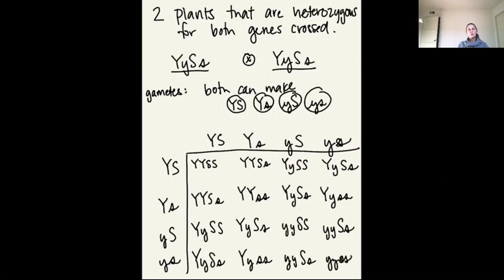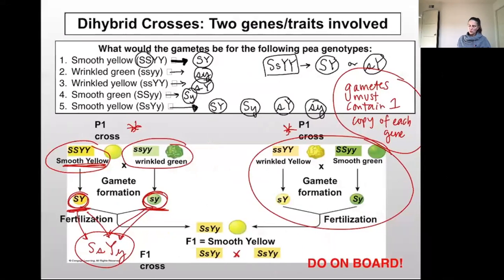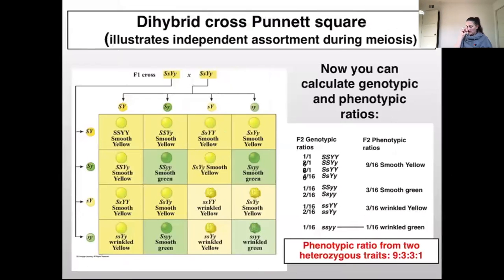SS. Okay, so notice we have 16 possible offspring. All right, 16 different possible offspring with a variety of different phenotypes. Okay, so here's our dihybrid cross that we just did. Notice again that we have our gametes, which we accounted for, right? And we have all of the possible offspring, right?